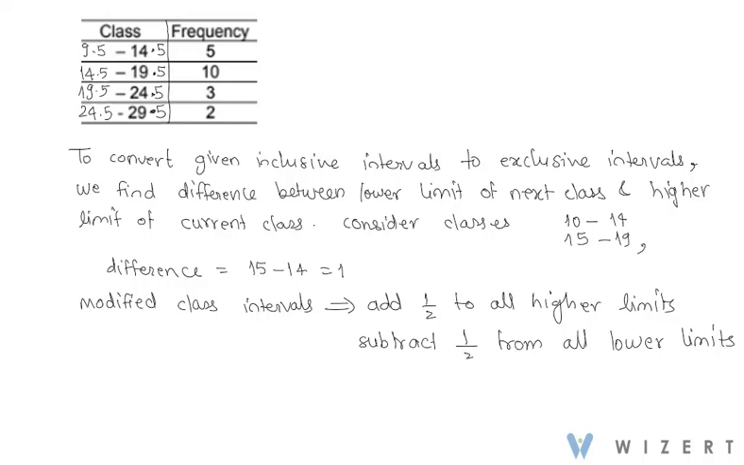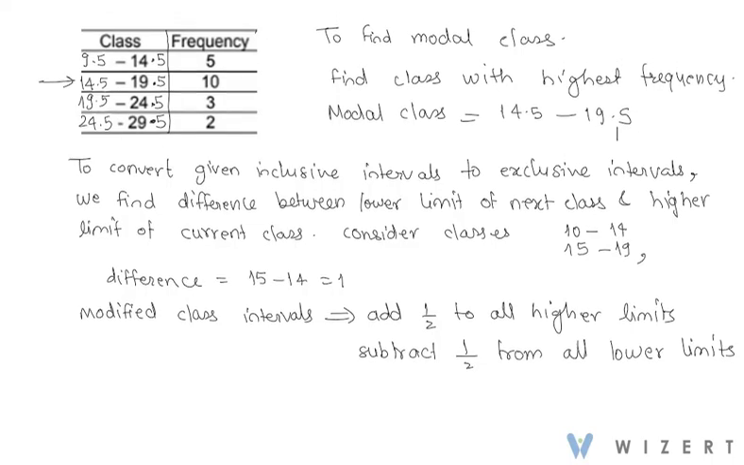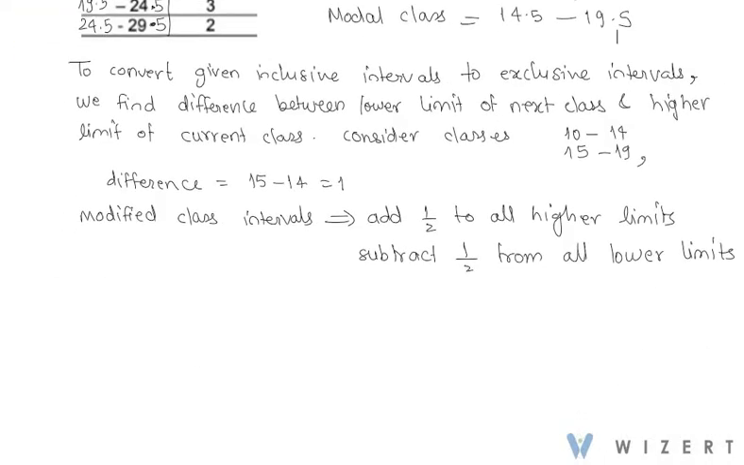Now to find modal class, what do we need to do? We need to find the class with highest frequency, which is 14.5 to 19.5. Therefore, modal class is 14.5 to 19.5. Now using this information, let's find all the parameters here for our calculation.